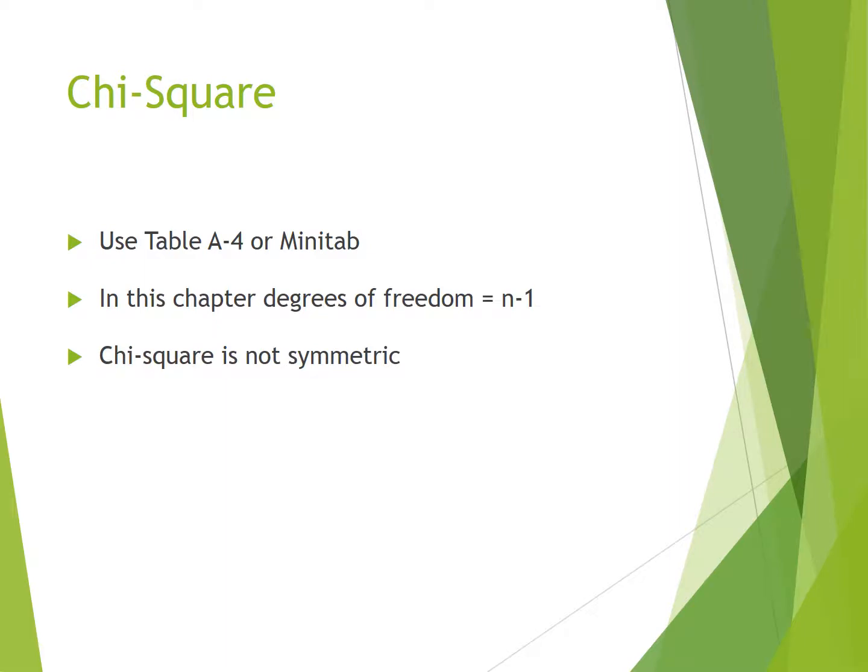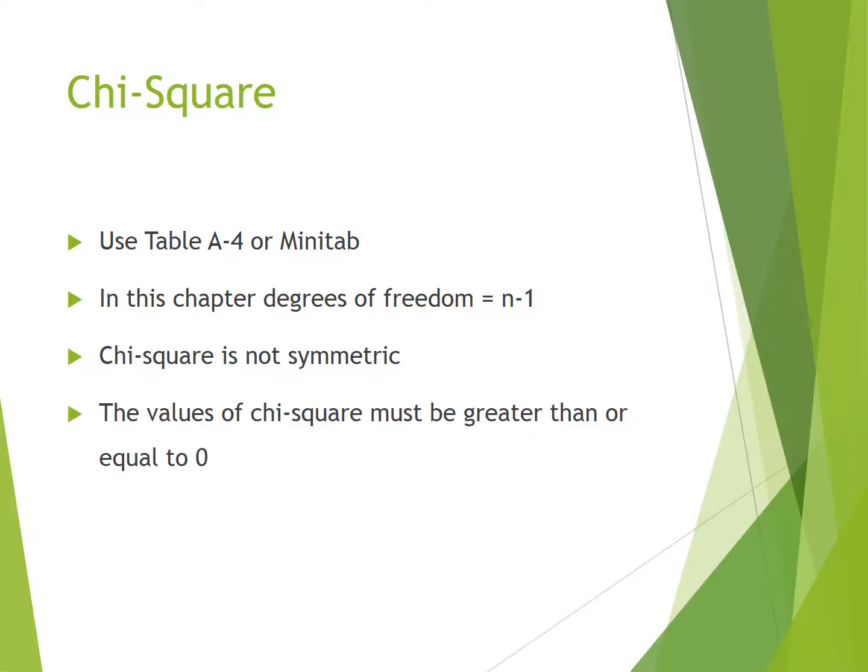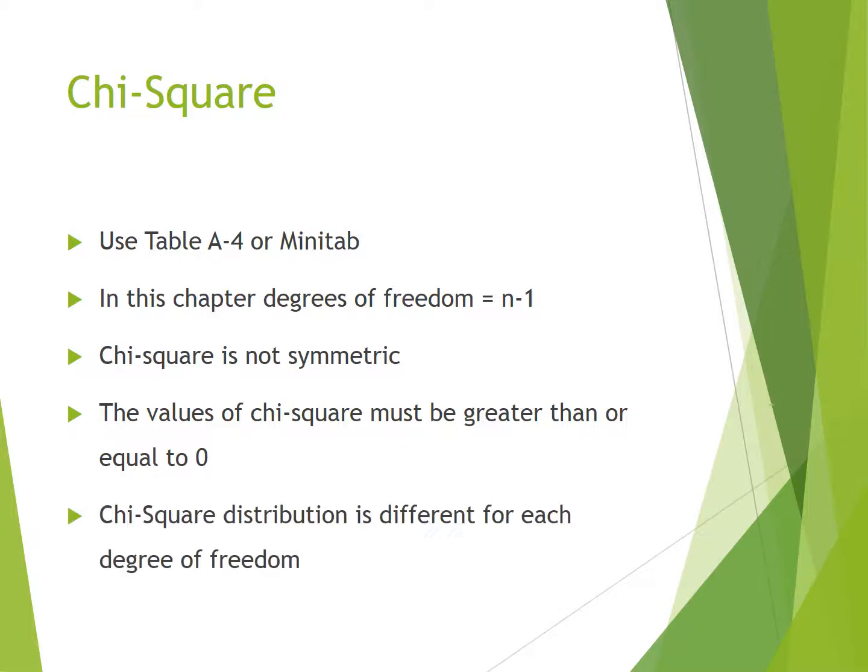Chi-square is not symmetric though, so you're going to have to find both the lower limit and the upper limit. With the z and the t, they were both symmetric about 0, which meant all you had to do is find one, and the other one was the positive value of that. But with chi-square, you're going to have to find them both. All values of chi-square must be greater than or equal to 0. The chi-square distribution is different for each degree of freedom. That's why Minitab's going to ask you for degrees of freedom. Remember, degrees of freedom is sample size minus 1.